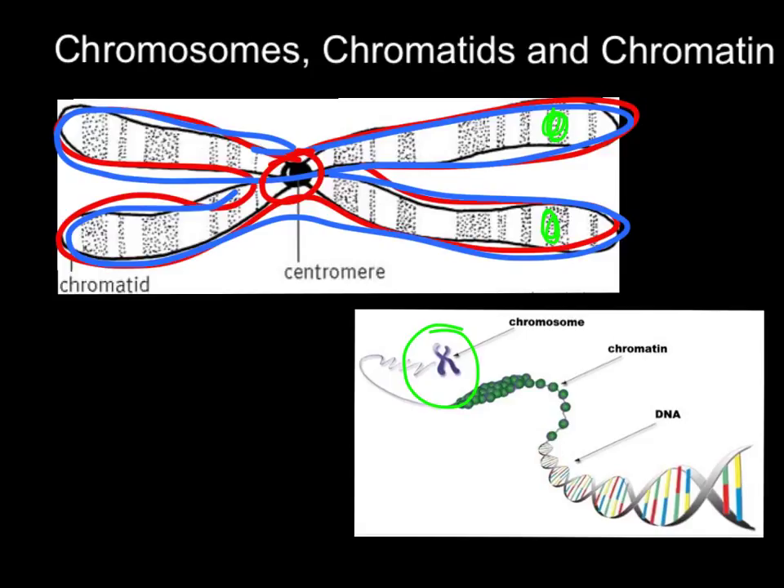Chromatin is when the DNA is still loose, which you can see over here, and is not fully coalesced to the level of a chromosome. Chromatin is where the cell is controlled. It's also where the protein is made.